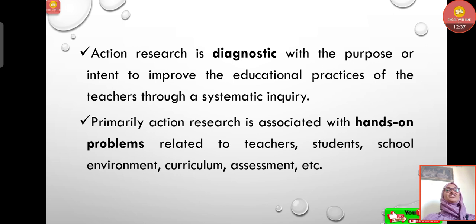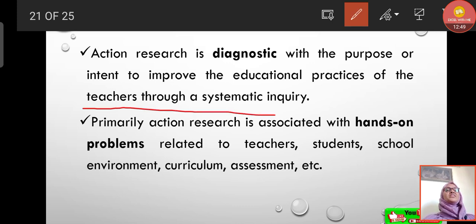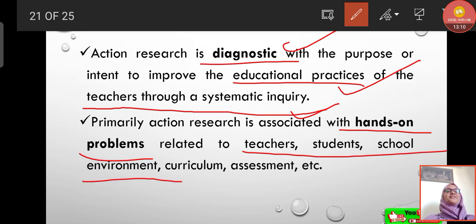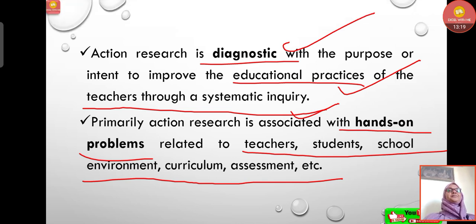Now action research is diagnostic. Obviously we are diagnosing some problem to find the solution with the purpose or intent to improve the educational practices of the teachers through a systematic inquiry. So diagnostic, then that is educational practices, and teachers through a systematic inquiry. This action research is done. Now primarily action research is associated with hands-on problems related to teachers, students, school environment, curriculum and assessment, etc. So the hands-on experience related to the problems.